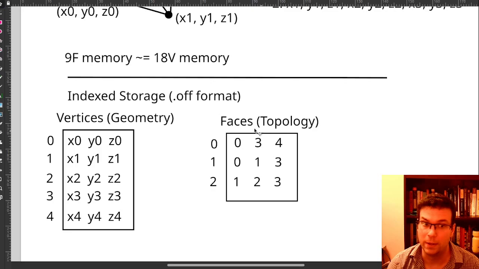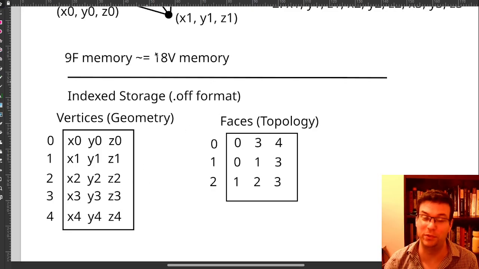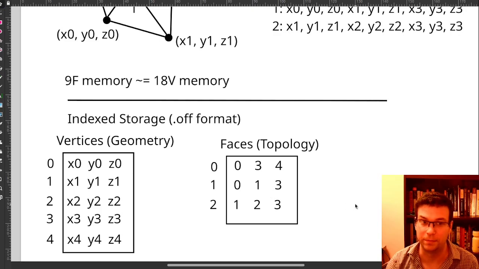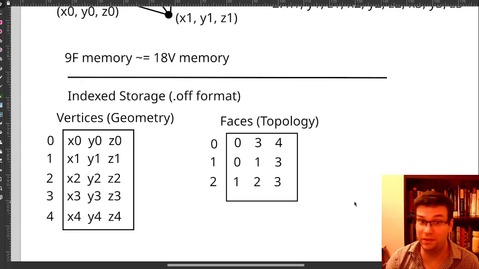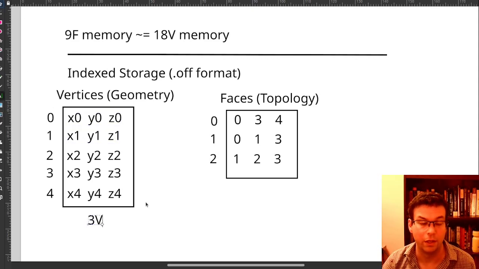Okay, so geometry is a completely separate thing. The locations of vertices is a completely separate thing from how they're connected to each other. The other advantage is it's actually just more efficient, right? So what I have here is, okay, this vertex table stores 3V pieces of information, and the faces table stores 3F pieces of information. So this is 3V pieces of information. This over here is 3F pieces of information.